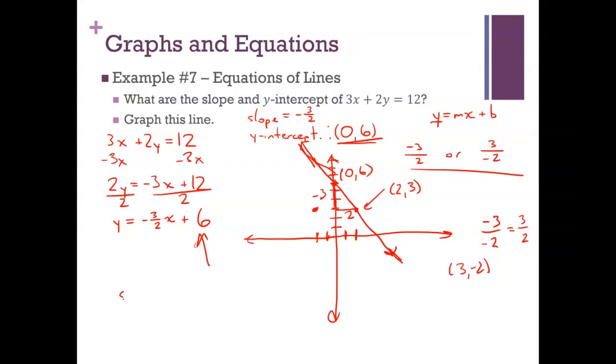So what does slope mean? Slope is a change in y divided by a change in x. And for this specific line, the change in y divided by the change in x is always going to be -3/2. So I'll write this as deltas as well. Delta y over delta x is equal to -3/2.